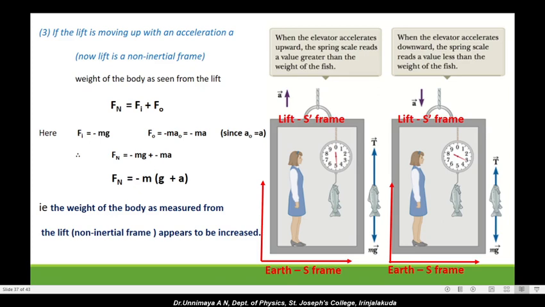In that case, Fn, the total force acting on the particle measured in the non-inertial frame, is minus m into g plus a.